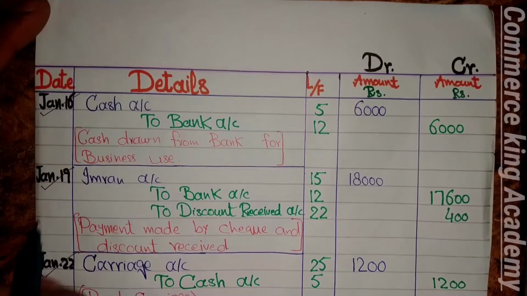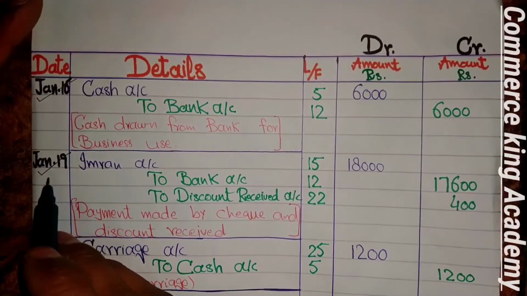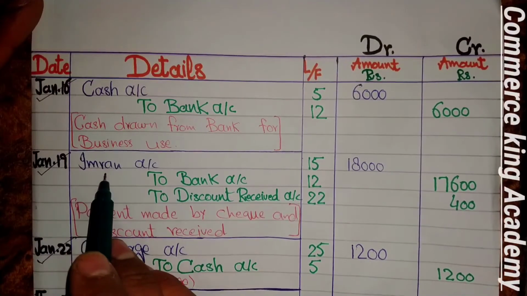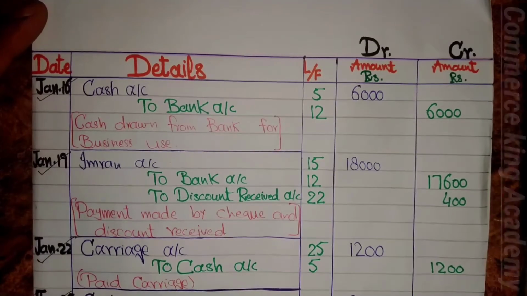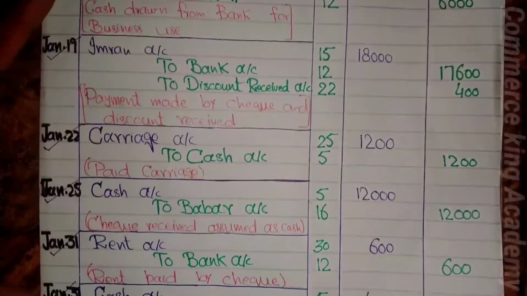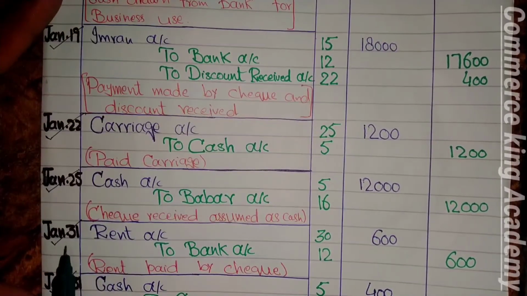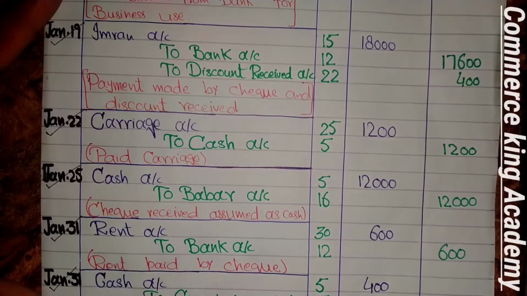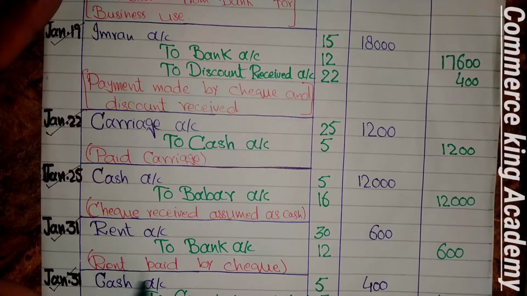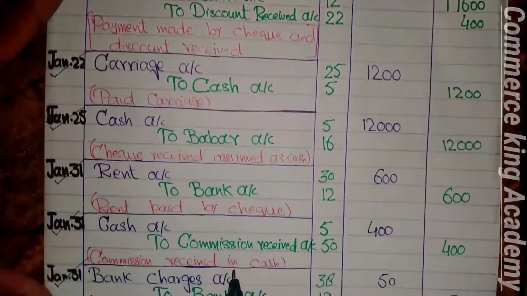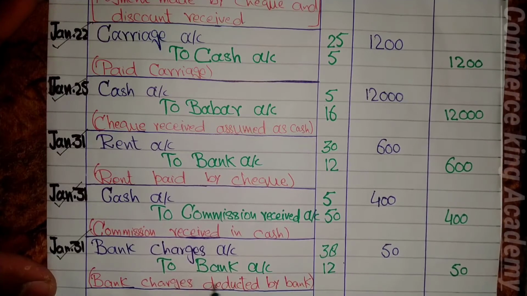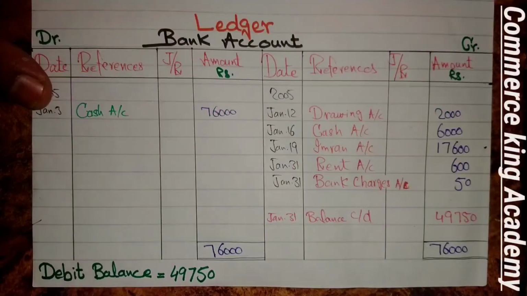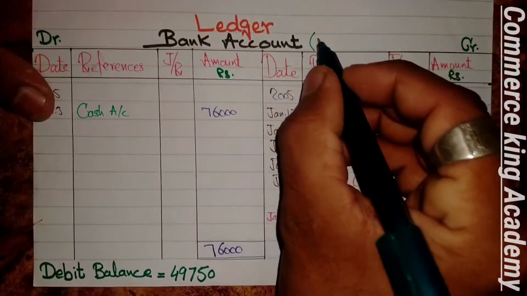The next bank entry exists on Jan 19th. Bank account credited here by Imran account with an amount of 17,600 rupees. The next bank account entry we find on Jan 31st. Bank account credited by rent account amounting to 600 rupees. Rent paid by check. And the last entry of bank account is found on the same date, Jan 31st: bank charges account debited, bank account credited, 50 rupees. So bank account credited here.